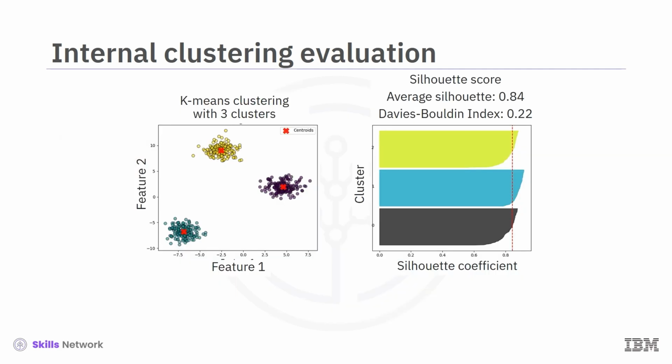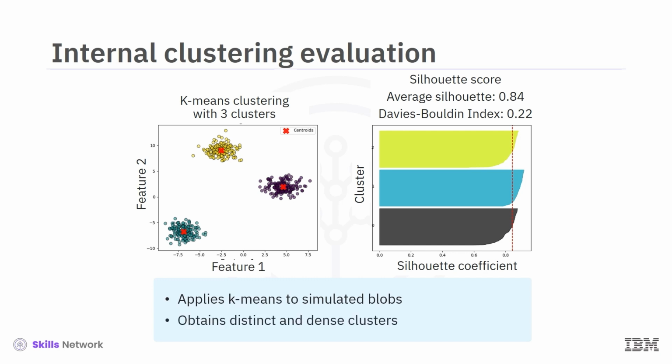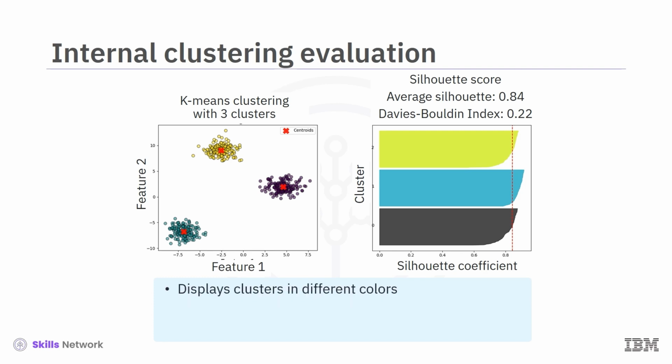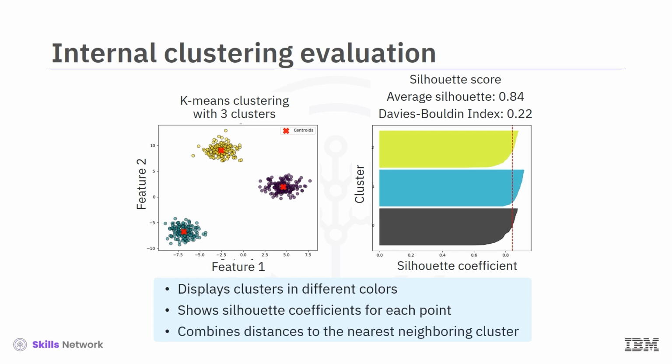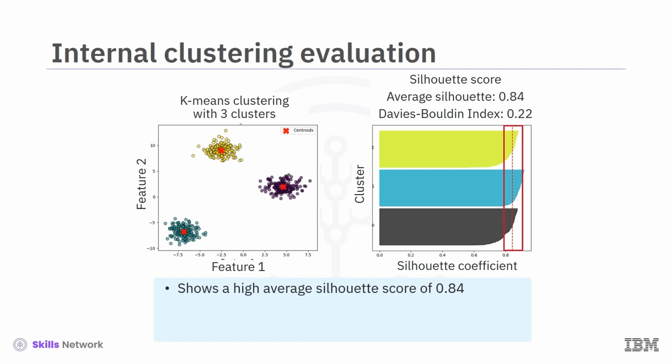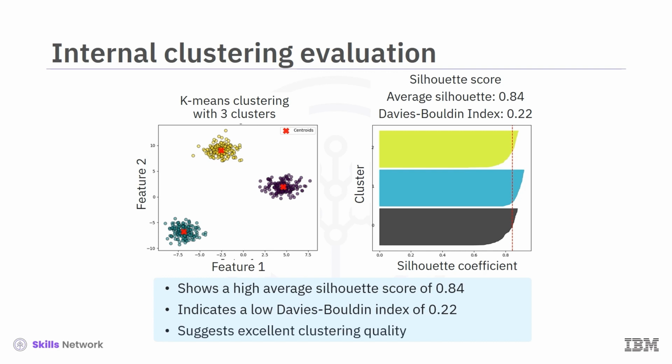These are clustering results from applying k-means to simulated blobs, where the clusters are distinctly separated and dense. The silhouette plot on the right shows the identified clusters in different colors. Each bar represents the silhouette coefficients for points within each cluster, combining the distance to the nearest neighboring cluster and the average distance to other points in the same cluster. The vertical red dashed line indicates a high average silhouette score of 0.84. The Davies-Bouldin index is low at 0.22. Both metrics suggest excellent clustering quality.